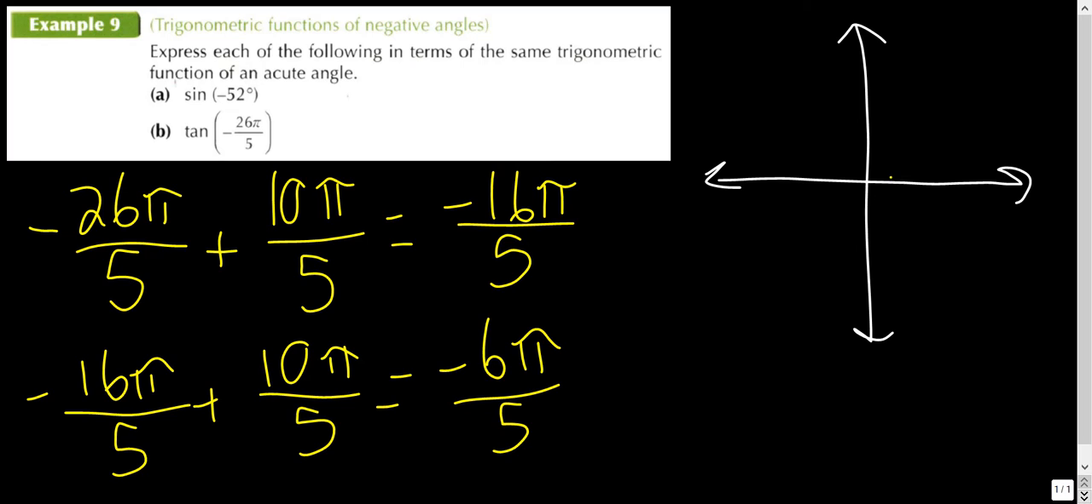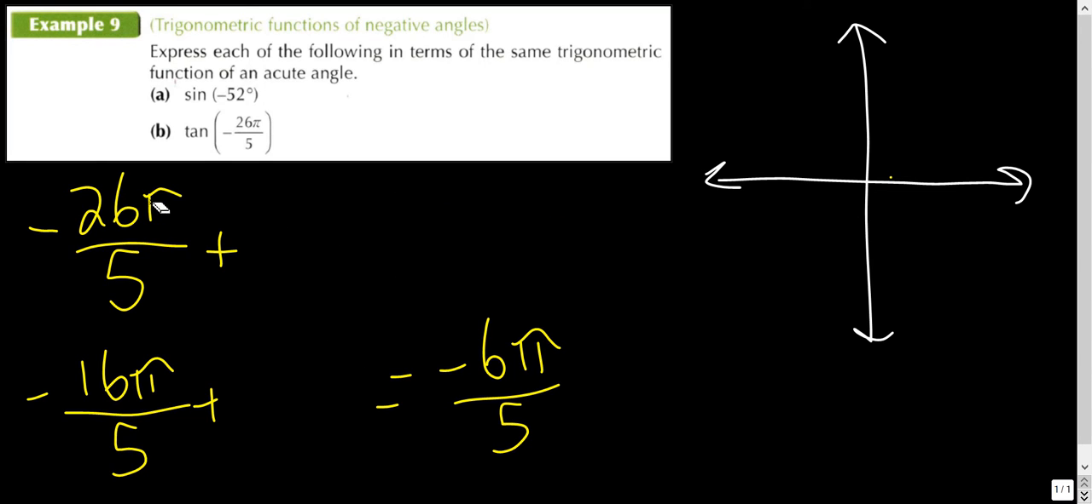We could also add 10 pi over 5 again to get to 4 pi over 5. That's something we can also do. But we can deal with negative 6 pi over 5 as well because it's within one swing for us. So let's start with that angle. It has the same properties as negative 26 pi over 5. It's very nice.